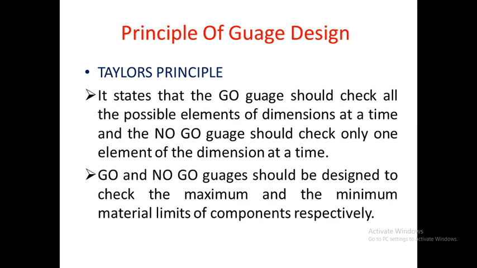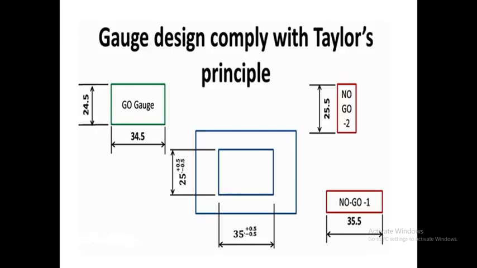Now let us understand this principle with the help of an example. So here we have a shaft inside which we have a rectangular hole. The dimensions of the hole are: the length is 35 with upper deviation plus 0.5 and lower deviation minus 0.5. The height is 25 mm with upper deviation plus 0.5 and lower deviation minus 0.5.